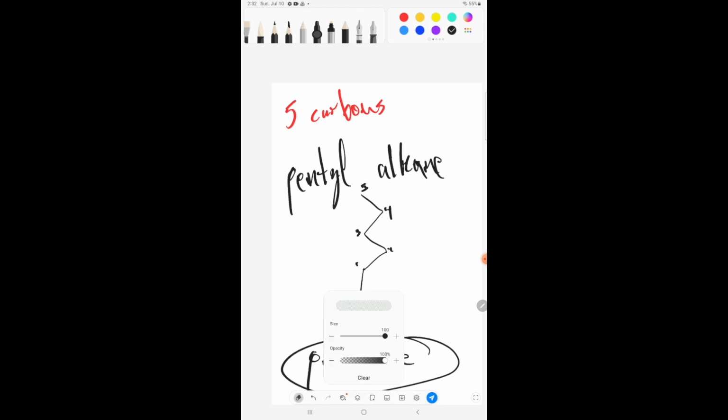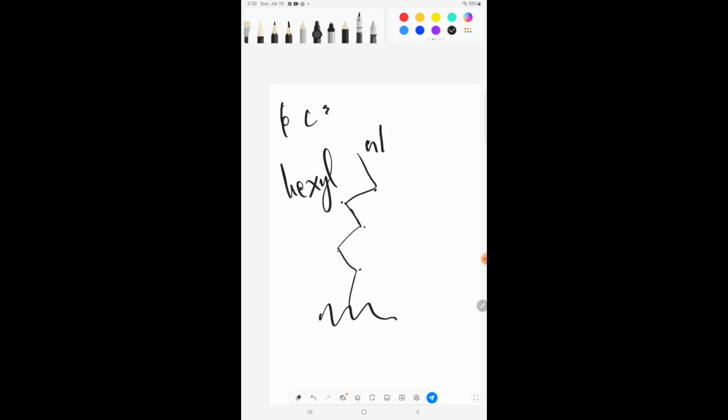Okay, now to 6 carbons, which is a hexyl group. Right? So it just has 6 carbons. 1, 2, 3, 4, 5, 6. The hexyl alkane is hexane, which looks like this. This is hexane.